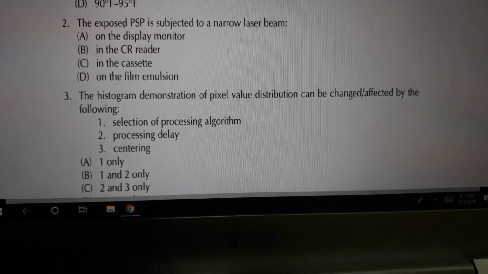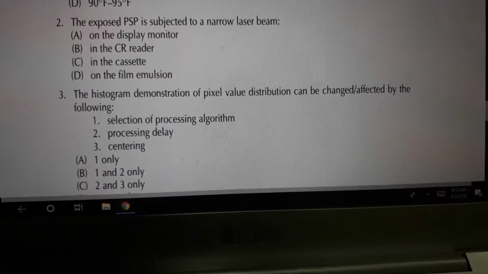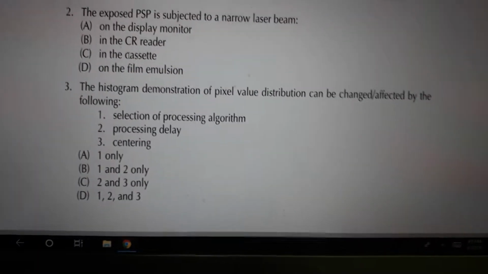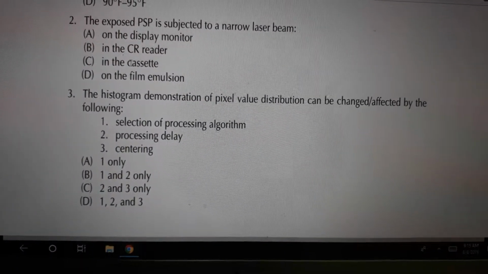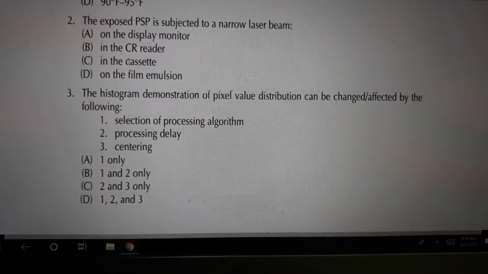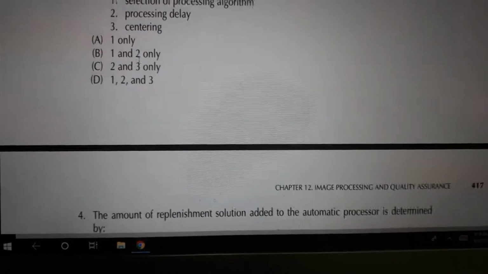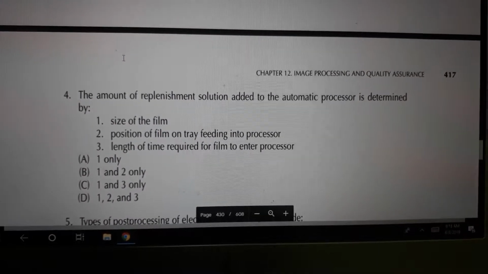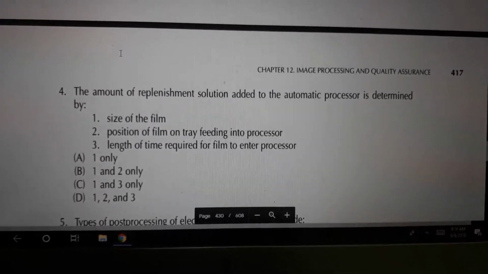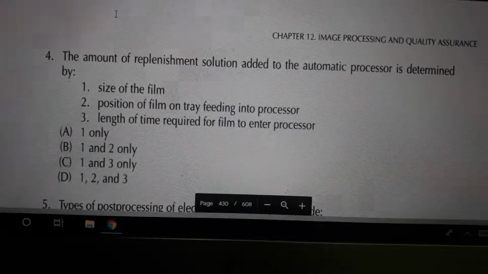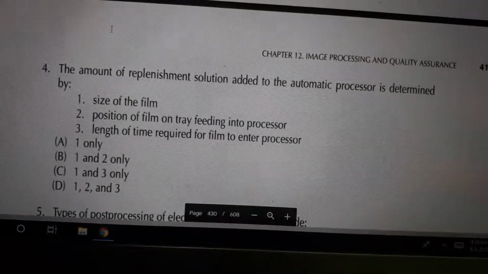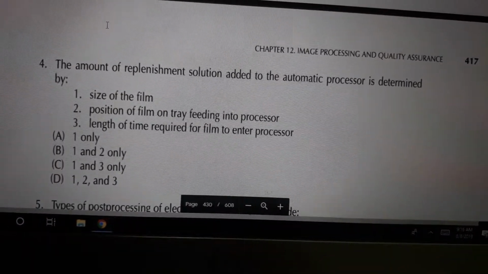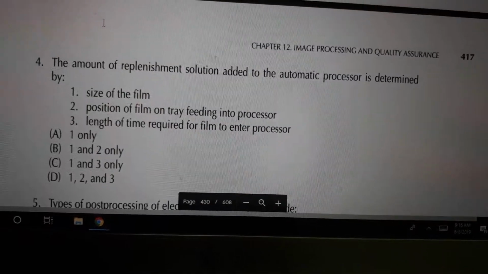The histogram demonstrating pixel value distribution can be affected by the following. Answer is selection of processing algorithm and processing delay and centering. Fourth question: the amount of replenishment solution added in the automatic processor is determined by. Answer is film size, position of film on tray, feeding into the processor, and length of time required for the film to enter the processor.